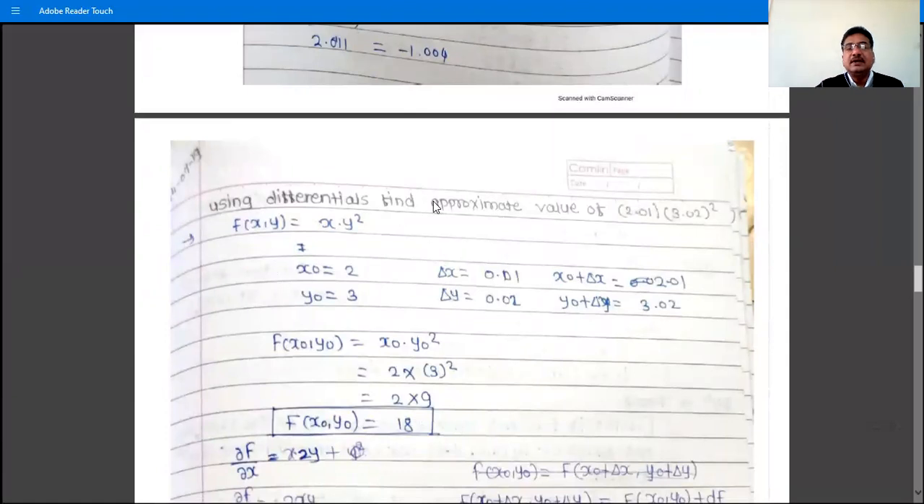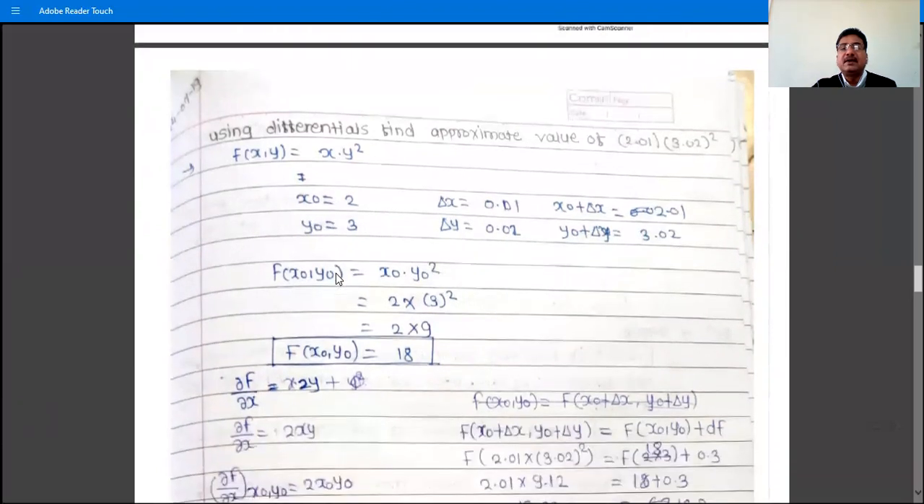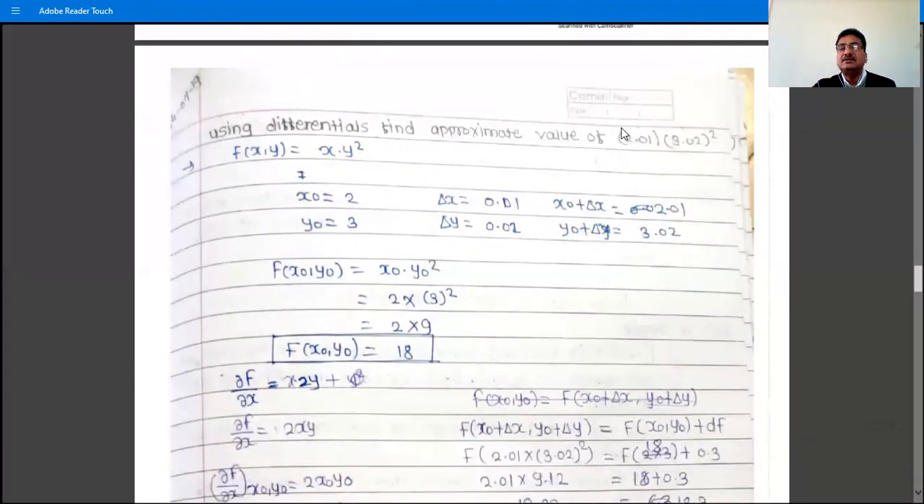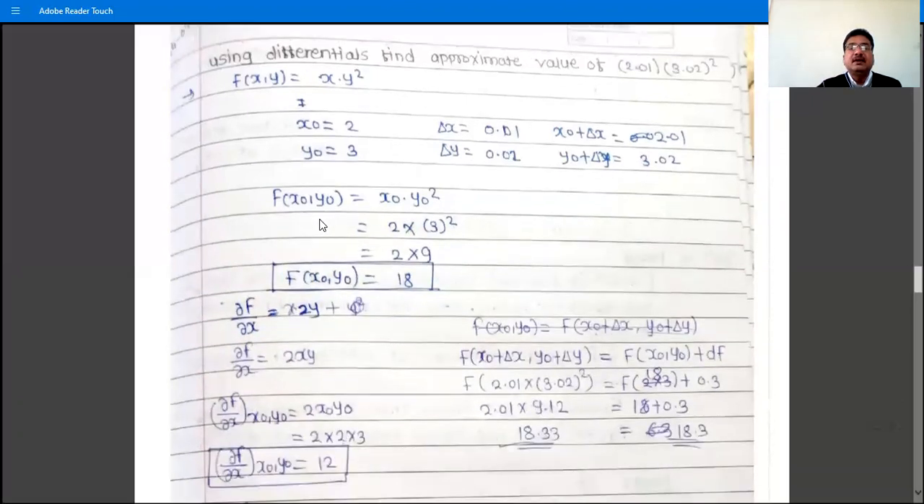The next problem, using differentials, find the approximate value of 2.01 into 3.02 bracket square. So define the function f of xy as x into y square, and then take x naught and y naught. X naught is the nearest integer to 2.01, which is 2, and delta x is 0.01. The nearest integer to 3.02 is 3, and delta y is 0.02, and therefore x naught plus delta x is 2.01, y naught plus delta y is 3.02. And then find the value of f of x naught y naught, which is x naught into y naught square. Substitute the values of x naught and y naught, we have the answer 18.